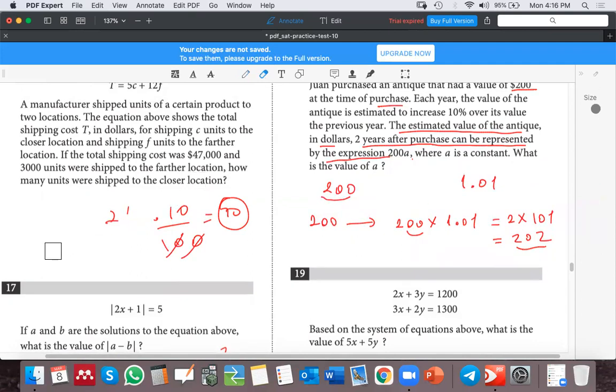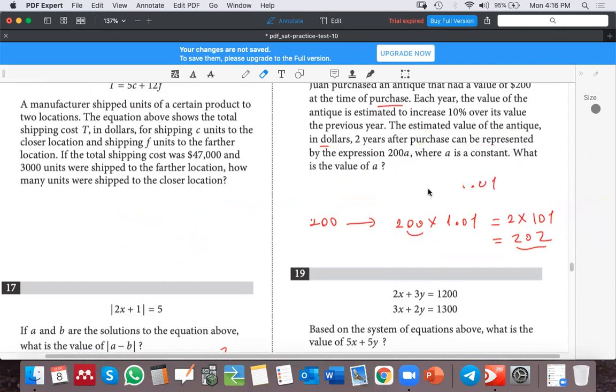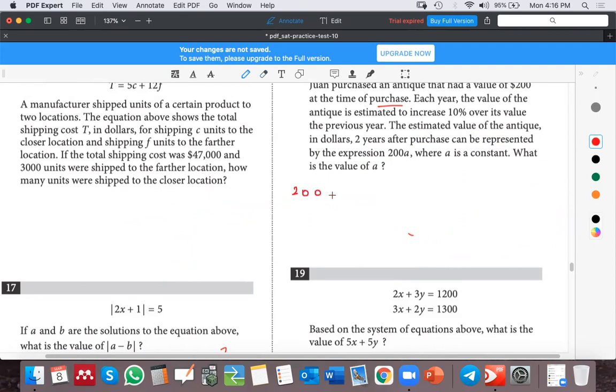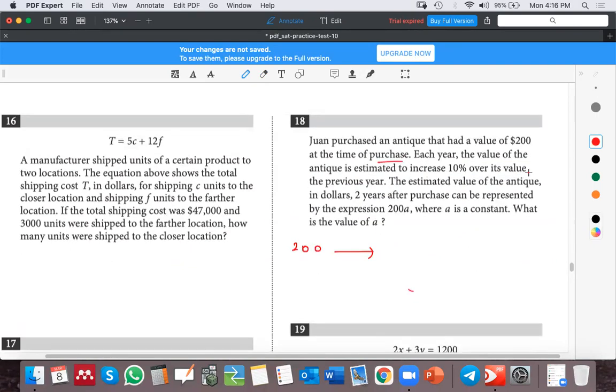Okay, let me explain like this. It says that I bought something for 200, and then each year the value of the antique is estimated to increase 10% over its value the previous year. So after the first year, what will it be? It will be the original amount plus 10%. What is the 10% of this? It is 20, right? So the amount will be 220 after the first year.